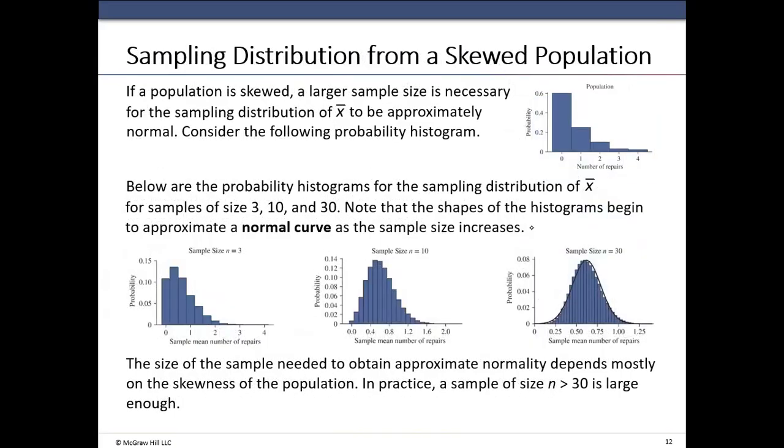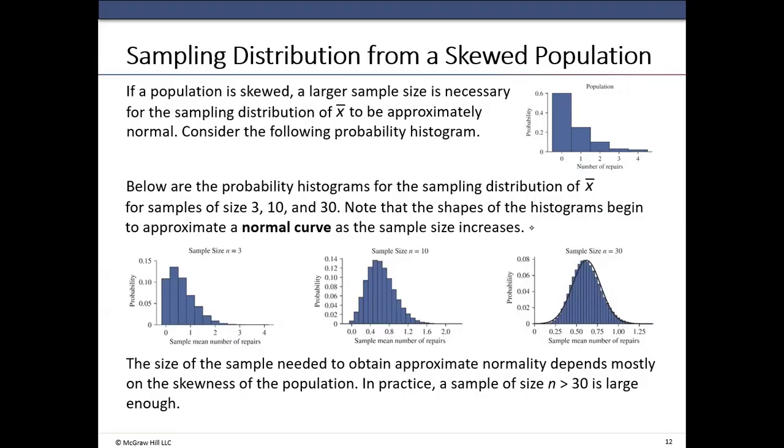So what are they doing here? They have the population probability density on the top. That is the probability, and X values on the horizontal axis, number of repairs for the car. And notice it is skewed to the right. So it's positively skewed. Now they're taking samples of different sizes from that population on the top. First is sample size 3 on the left bottom.